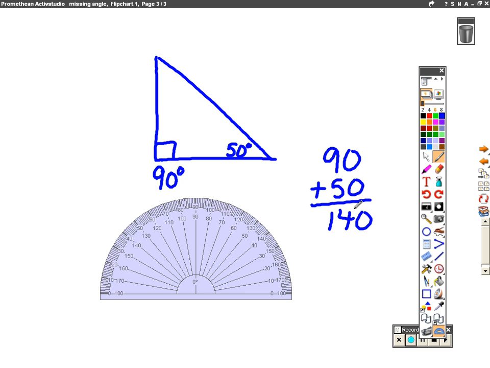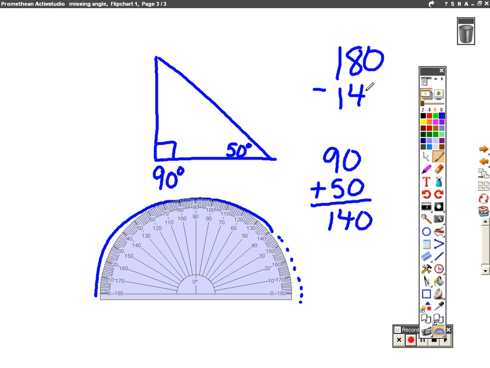I've used up 140 degrees on my protractor, which means that I only have this much left, which is 40 degrees. 180 minus 140 is 40 degrees. That's my answer. Now you try.